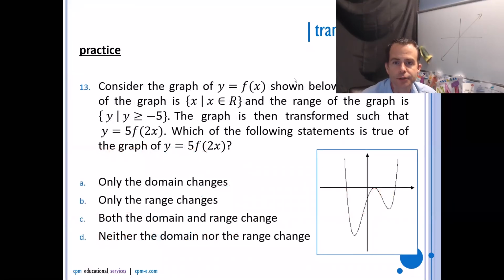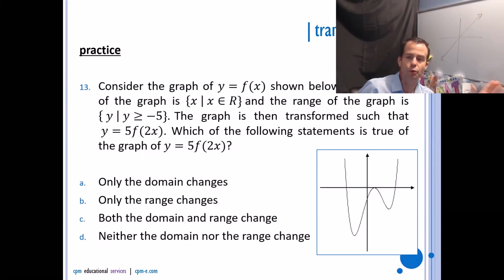Okay, consider the graph of y equals f of x shown below. The domain of the graph is x is a member of the reals, and the range of the graph is y is greater than negative 5, sorry. The graph is then transformed such that y equals 5 f of 2x. Which of the following statements is true of the graph of y equals 5 f of 2x?